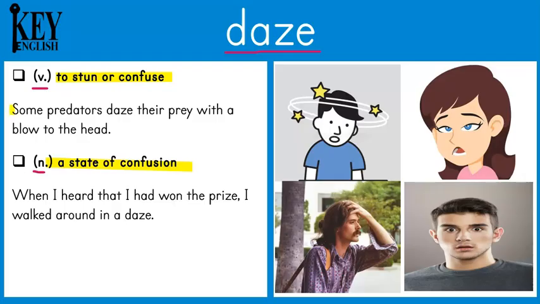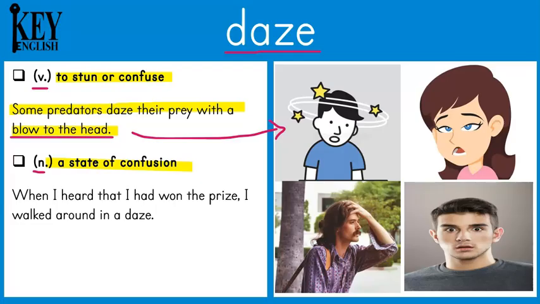The example says, some predators daze their prey with a blow to the head. So when someone gets hit in the head, they might feel like this picture here for a short while. They might be a little bit confused. Maybe they might see some bright lights in their eyes. So that is called being in a daze. Another example can be if a soccer player, for example, gets hit on the head by the ball or something else, then they might be dazed for a short while after accidentally getting hit.